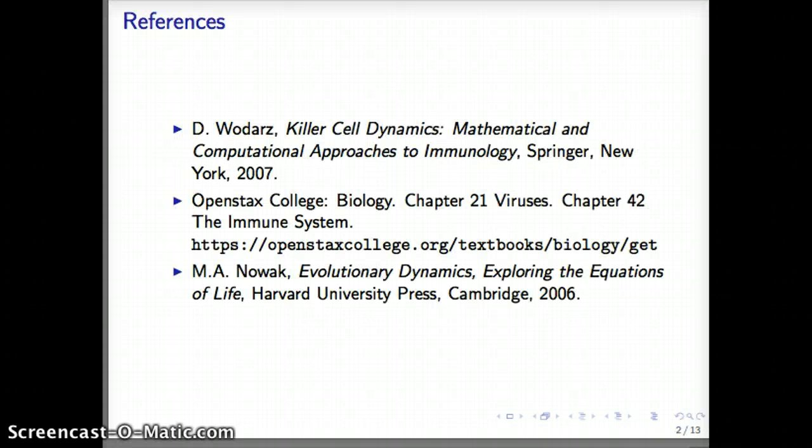So we have some references for this lecture. Perhaps you would really like to check out this open source textbook, and the chapter on viruses and also the chapter on the immune system are excellent background readings for the type of things we will be discussing.